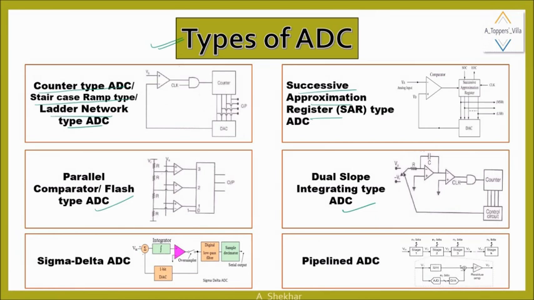Here this parallel comparator or flash type ADC is the fastest ADC, and this dual slope integrating type ADC is the slowest ADC, but it is most accurate.